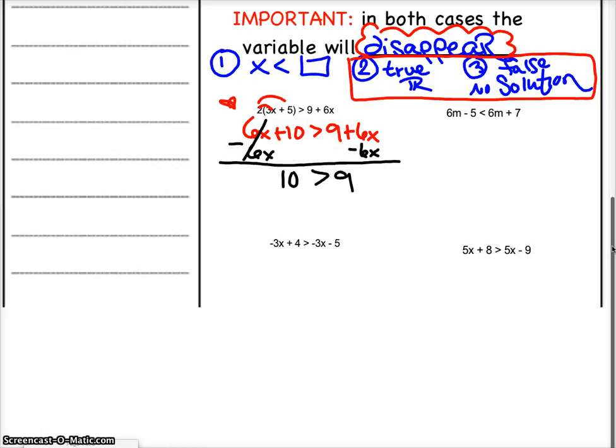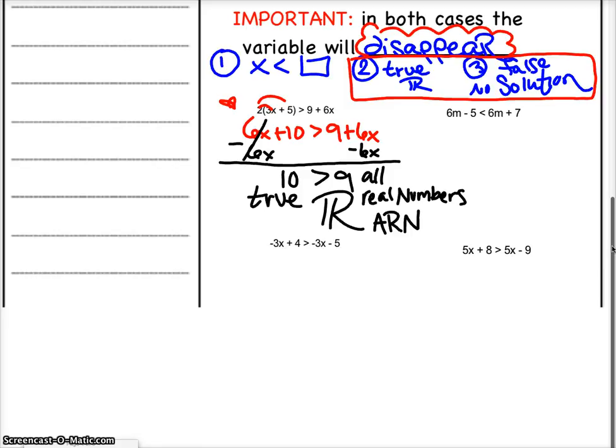Now the variable disappeared, so it's special. Now I want to know, is this true or false? Is 10 bigger than 9? Yes, 10 is bigger than 9. This is true, which we call all real numbers. You can write it with the R like this. You could write it out, all real numbers. Or you could abbreviate, all real numbers. Okay, next example.